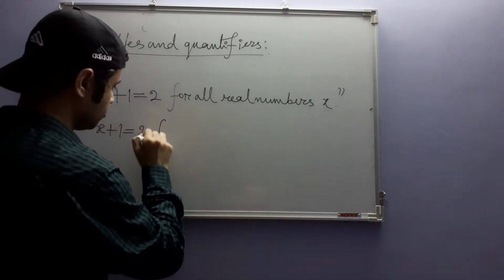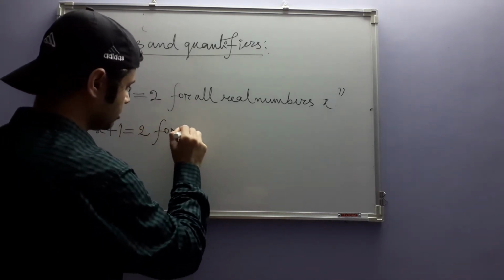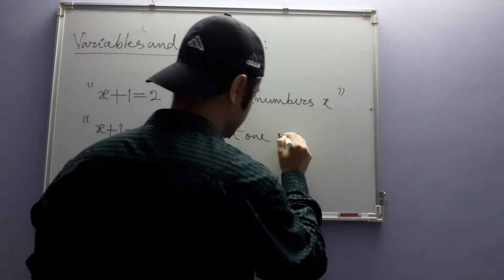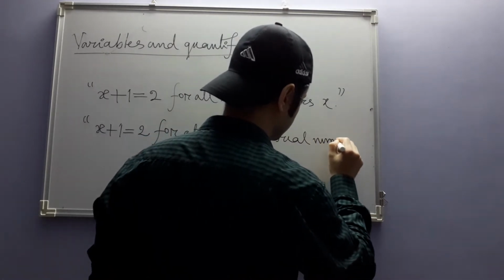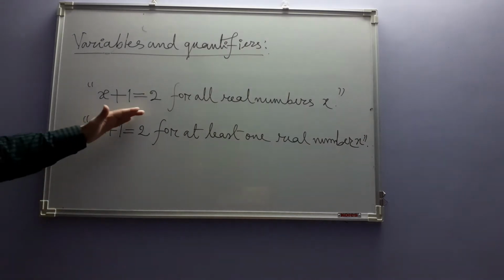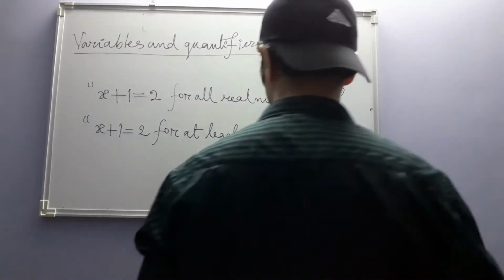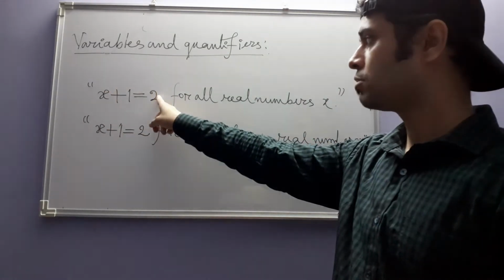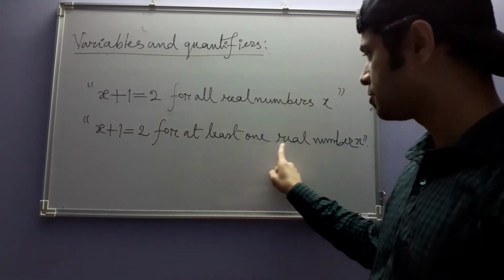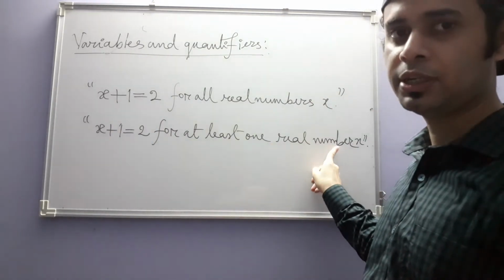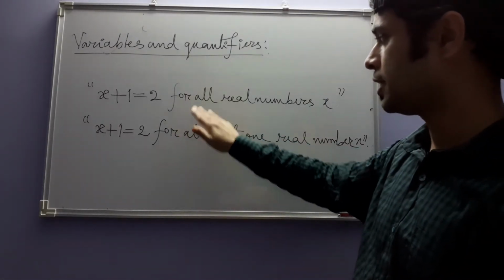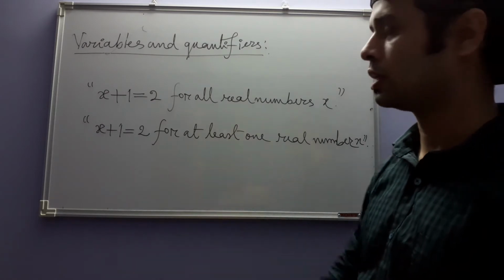For at least one real number x. Look at these two statements. x plus 1 is equal to 2 for all real numbers x. x plus 1 equal to 2 for at least one real number x. Definitely these two statements are somewhat different because of this change of phrase, for all, for at least one.